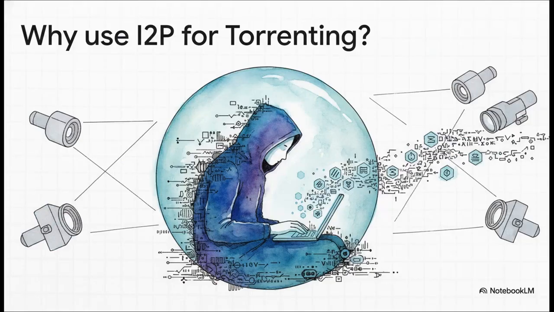So you might be asking, why would you use this for something like torrenting? Well, the advantages are pretty huge. The number one draw is total anonymity. Your real IP address never gets leaked. Instead, it's replaced by this long encrypted string. And this doesn't just protect your privacy, it can also help you get around some annoying network restrictions.